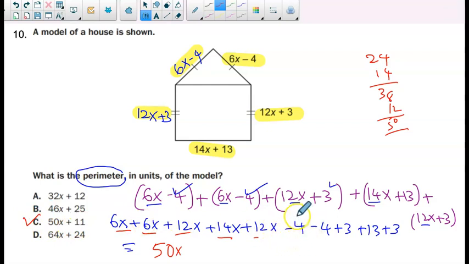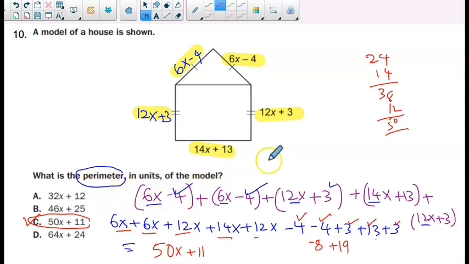Let us see. Negative 4 and negative 4 gives me negative 8. Add them together and put a minus sign. And these are all positives. 3 plus 13 is 16. 16 plus 3 is 19. So negative 8, positive 19. From 19 take away 8. 19 minus 8 gives us 11. That's what we have here. So this is my right answer, the correct answer. The perimeter for that house is 50x plus 11.